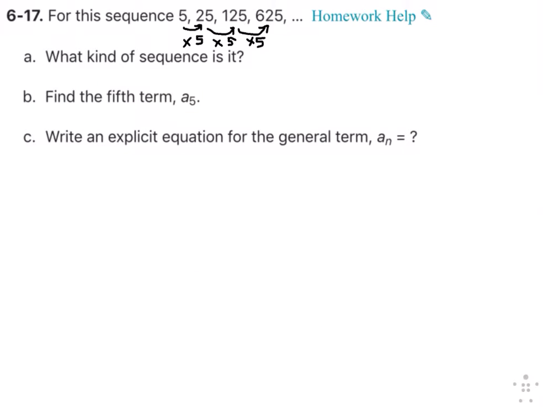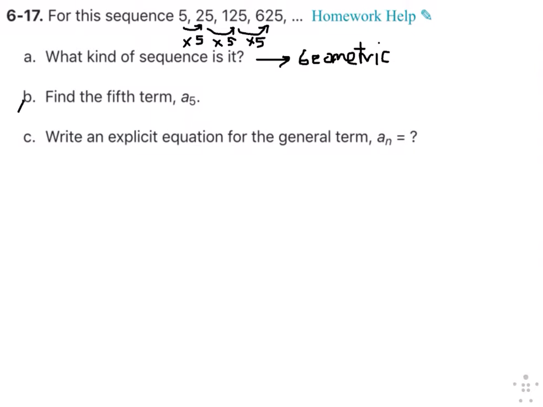So when we're multiplying by a constant, what kind of sequence is it for part A? We would say it is a geometric sequence. Then it says find the fifth term.